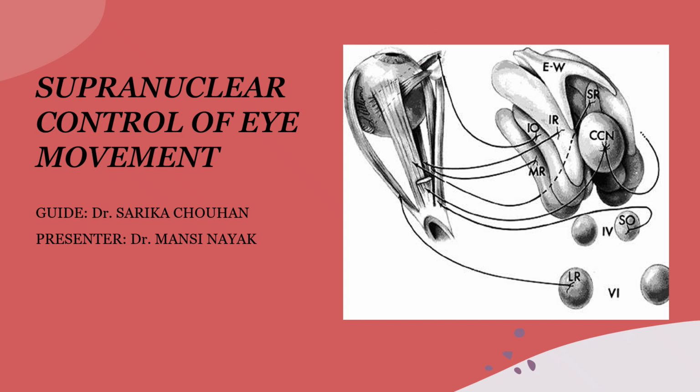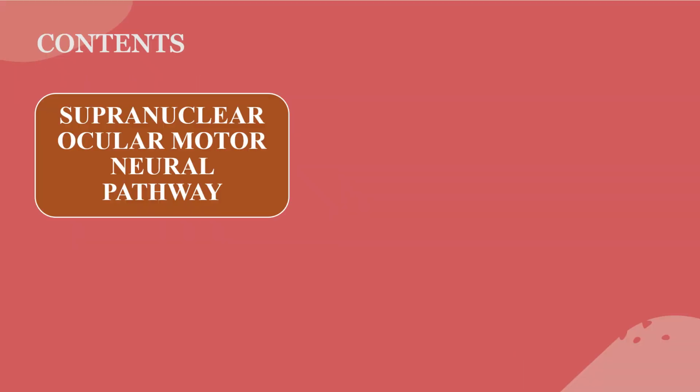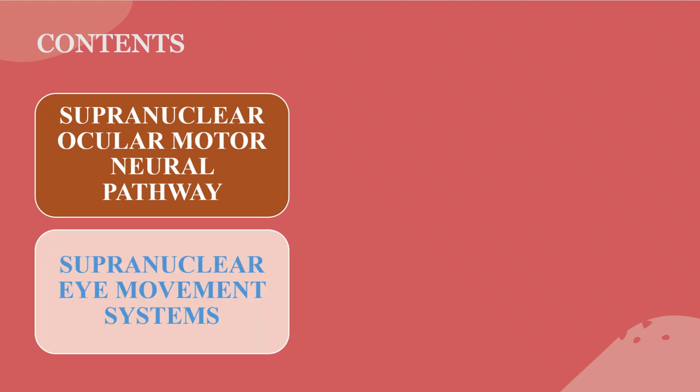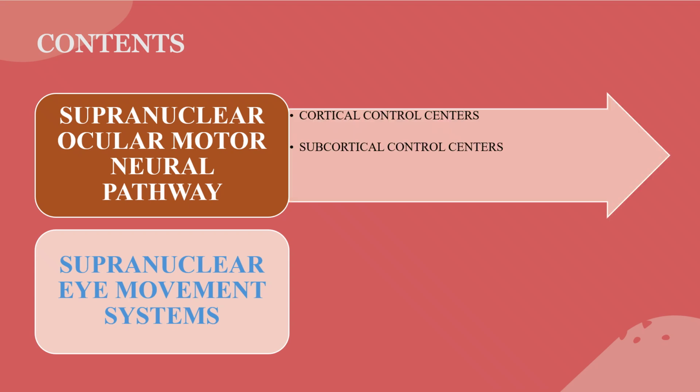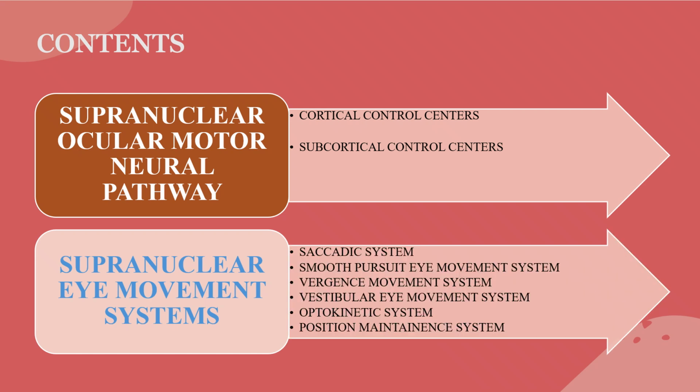Good morning, everyone. So, the topic of my presentation is supranuclear control of eye movement. The contents are, we are going to study this in two subheadings: supranuclear oculomotor neural pathway, and supranuclear eye movement systems. In supranuclear oculomotor neural pathway, there are cortical control centers and subcortical control centers. In supranuclear eye movement systems, there are saccadic system, smooth pursuit eye movement system, vergence movement system, vestibular eye movement system, optokinetic system, and position maintenance system.